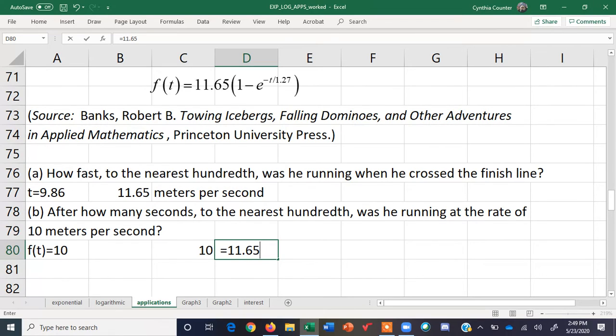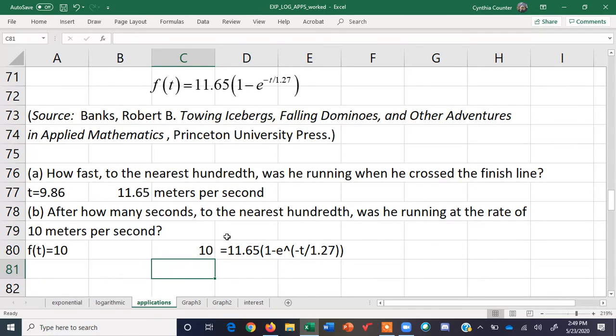11.65 times parenthesis 1 minus e to the power negative t divided by 1.27, close the parenthesis. Oh, but I really should have parentheses around my exponent as well. So there's another set of parentheses around the exponent. So this is what we need to solve.